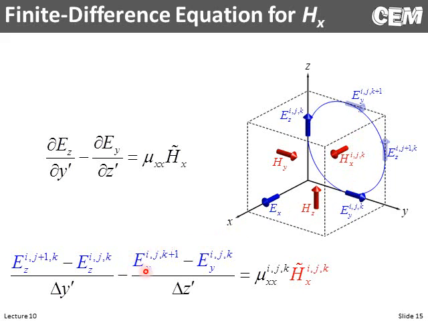So we have the electric field from the next cell, k plus 1, minus the electric field from the same cell, ijk. And if this is a central finite difference, which it is, it exists at the midpoint, which is right where hx is. So we've now converted this one of Maxwell's equations to a finite difference equation. And we've verified that every term in that finite difference equation exists at the same point in space.